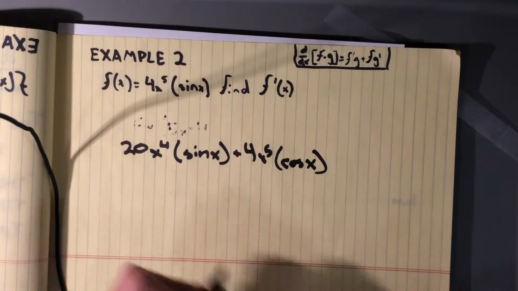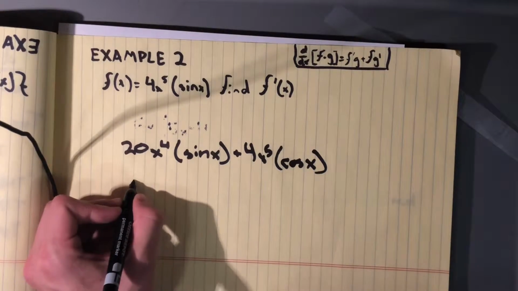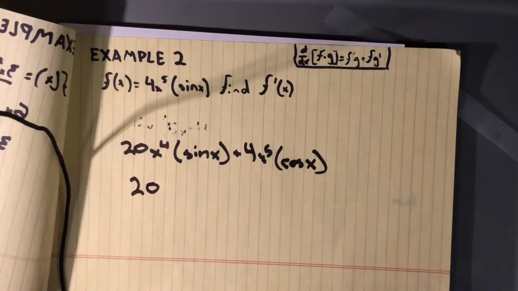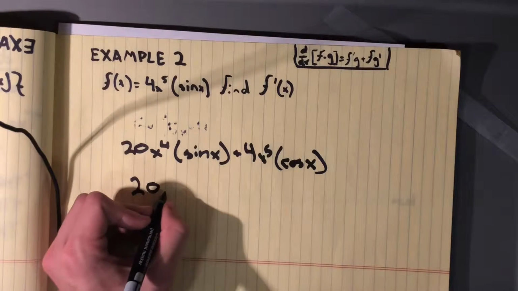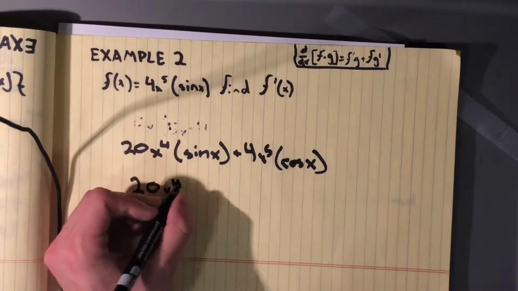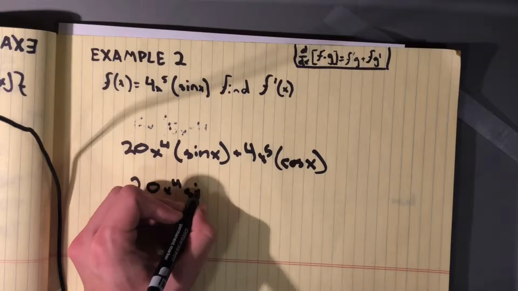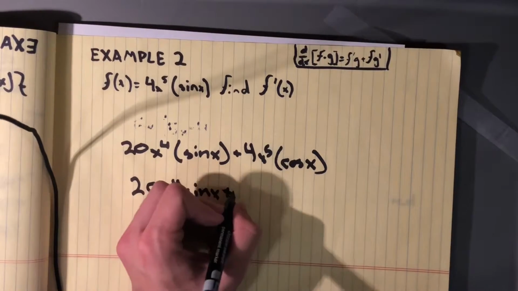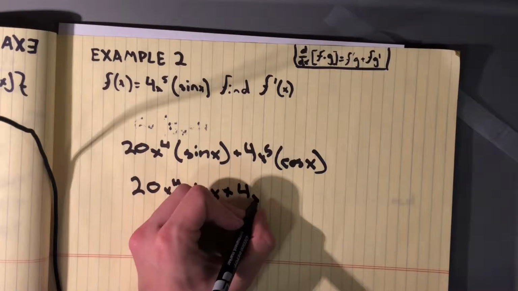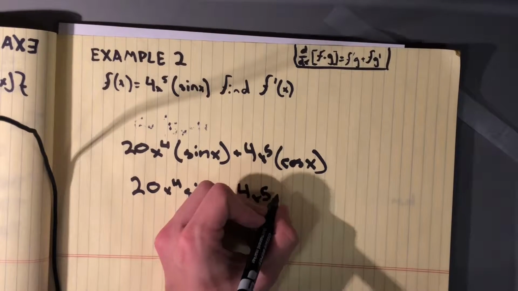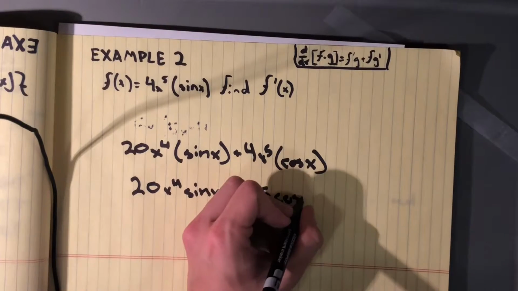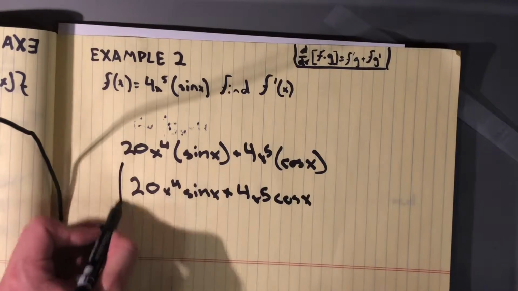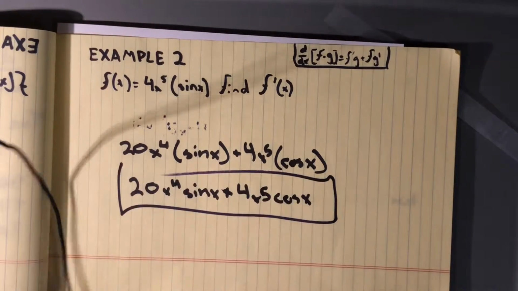So let's just work this out. That's 20x to the fourth sine x plus 4x to the fifth cosine x. Nothing much you can do to that now. That's the answer.